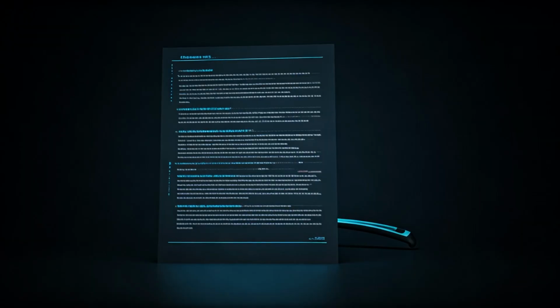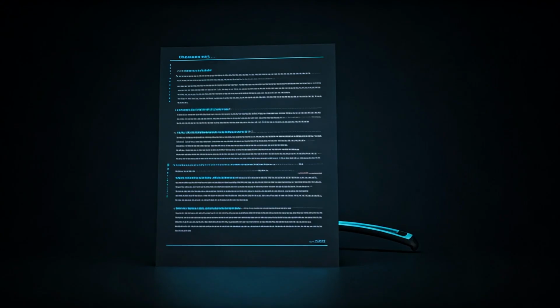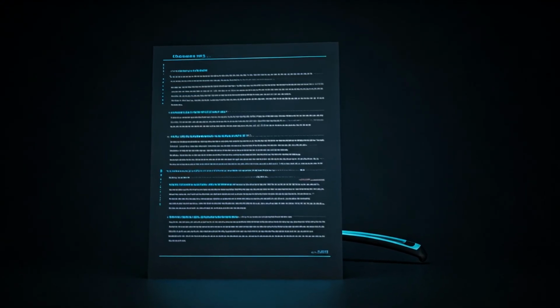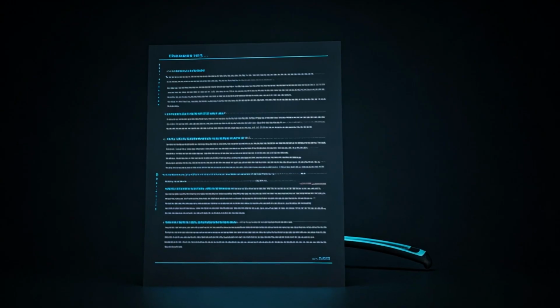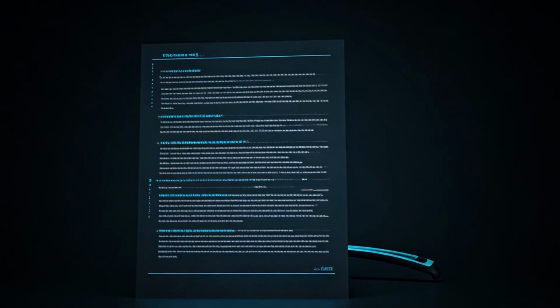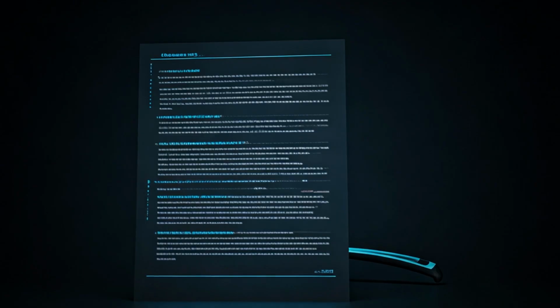Add one instruction. For every claim, cite the source by number. If you cannot cite a source, do not make the claim. This single rule cuts hallucinations by roughly 60%. The model becomes a reporter, not an oracle.